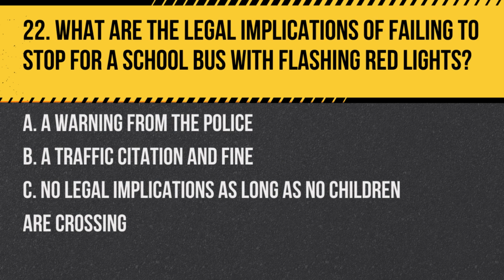Question 22. What are the legal implications of failing to stop for a school bus with flashing red lights? A. A warning from the police. B. A traffic citation and fine. C. No legal implications as long as no children are crossing.